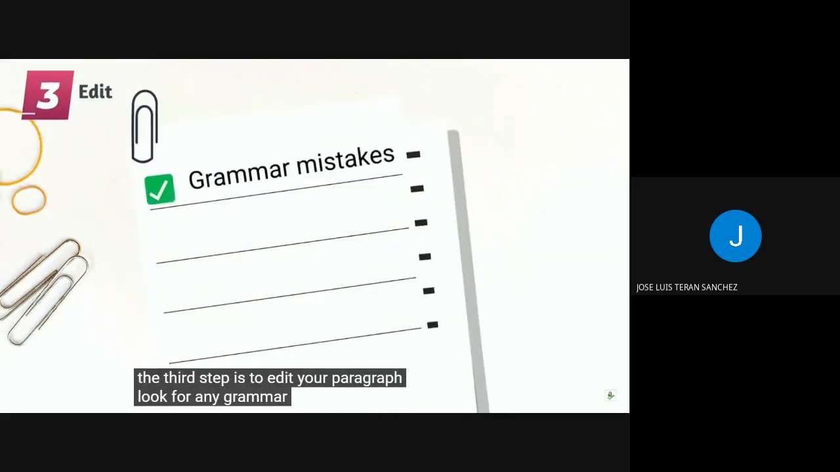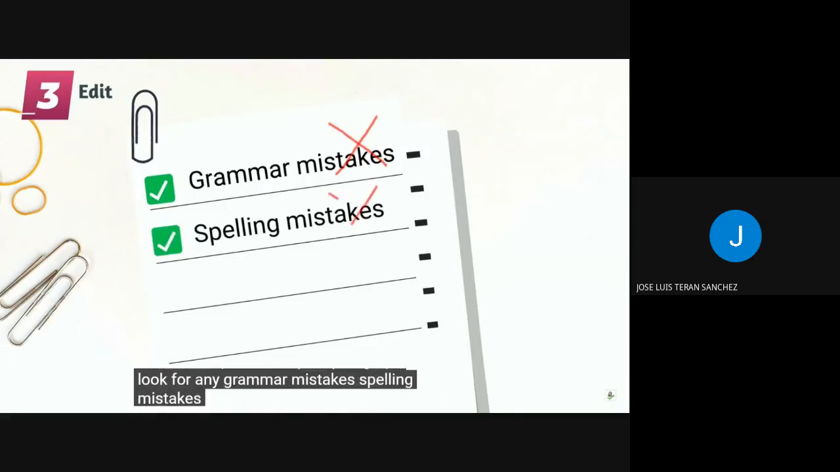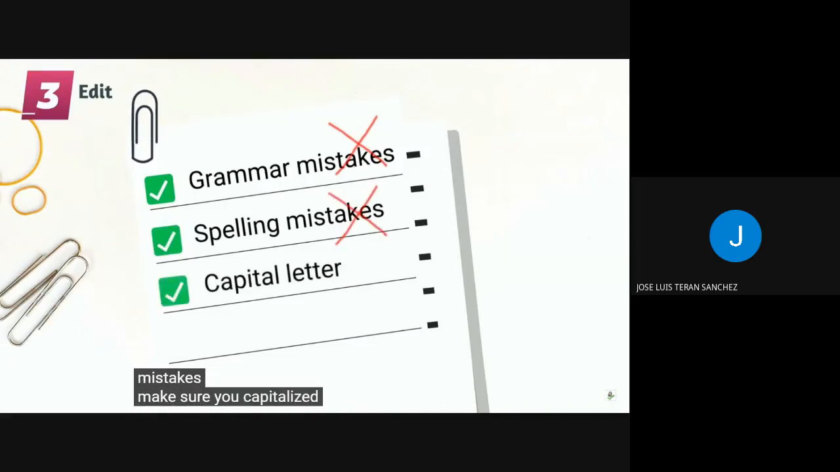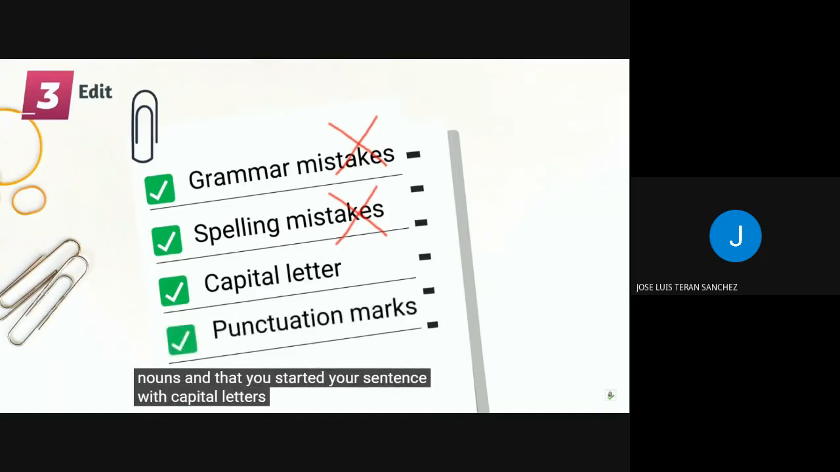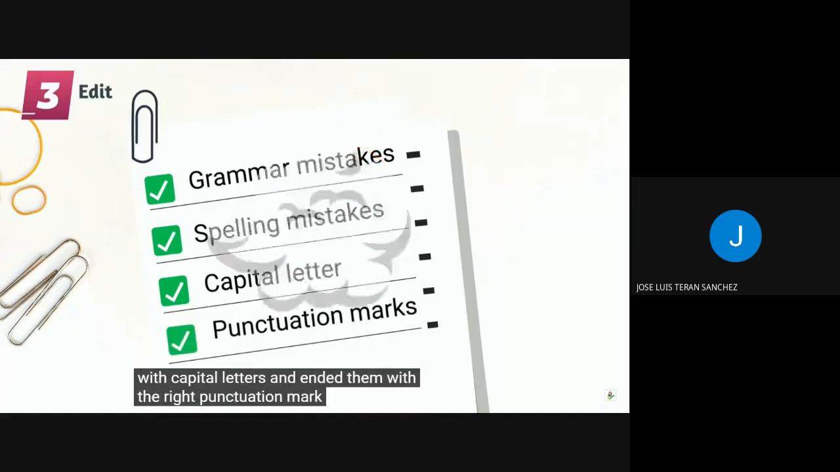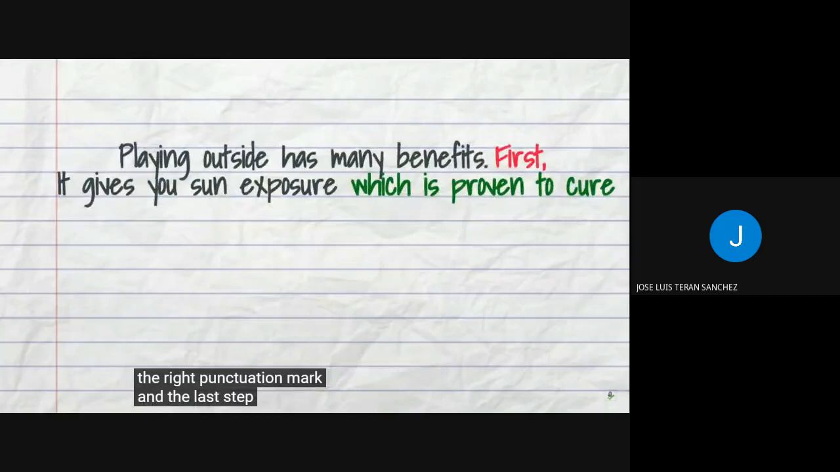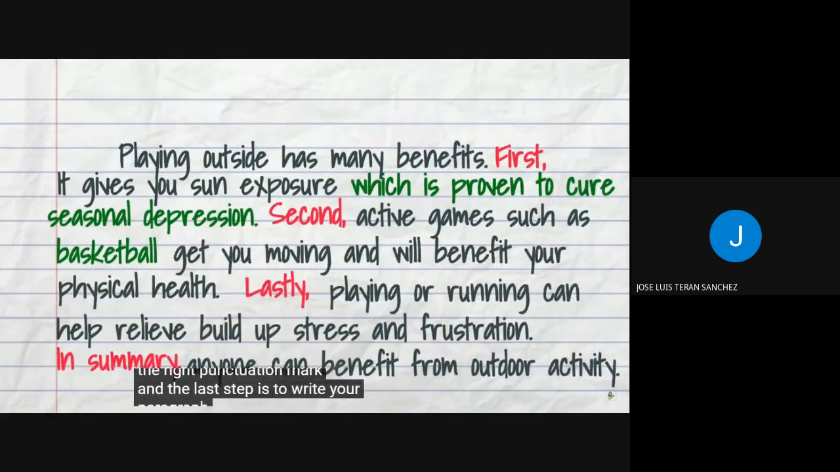Look for any grammar mistakes, spelling mistakes. Make sure you capitalized all proper nouns and that you started your sentences with capital letters and ended them with the right punctuation marks. And the last step is to write your paragraph.